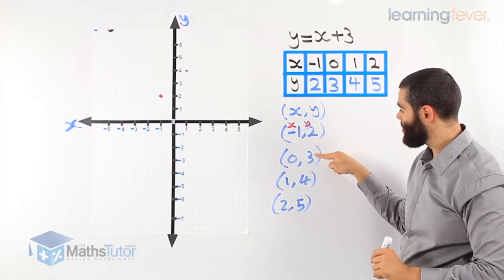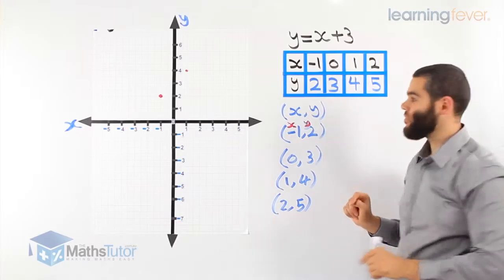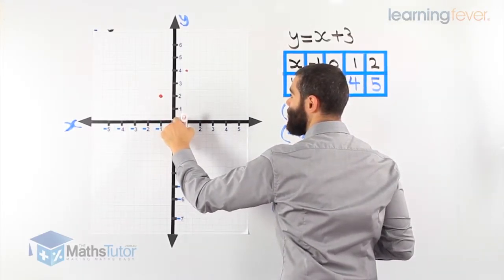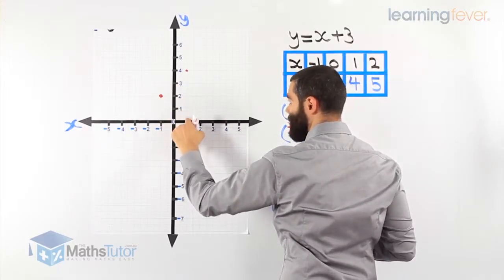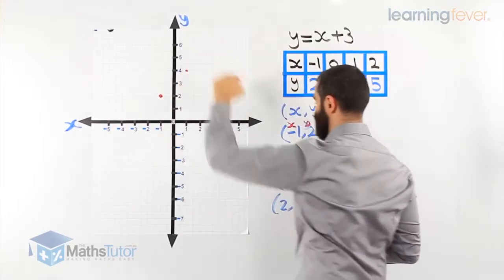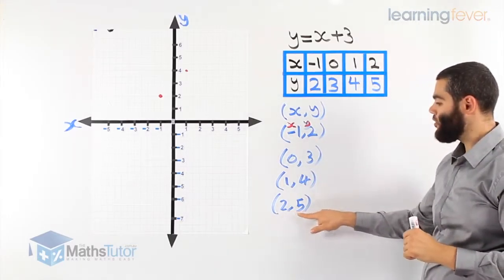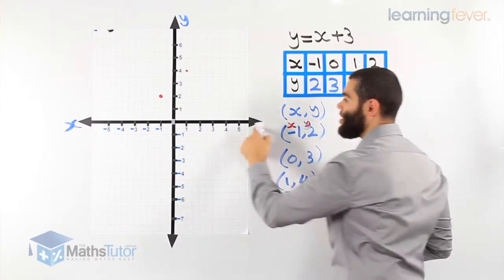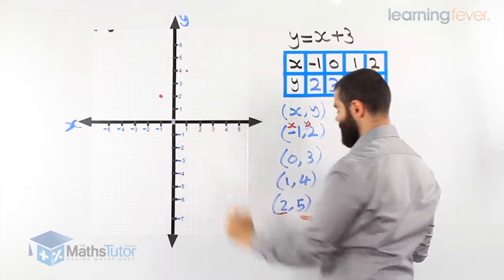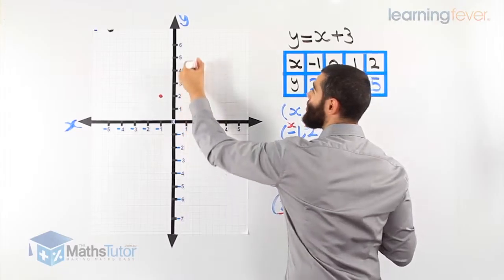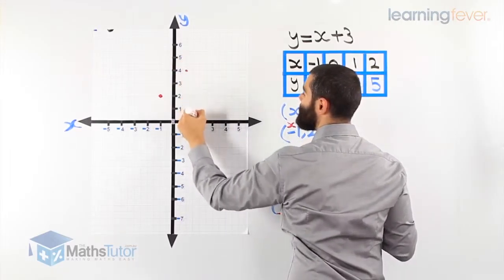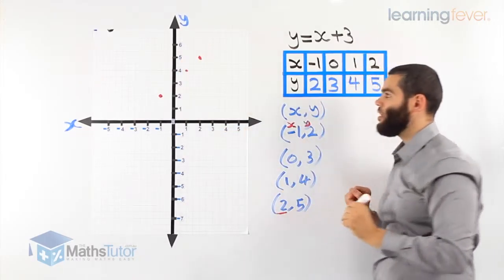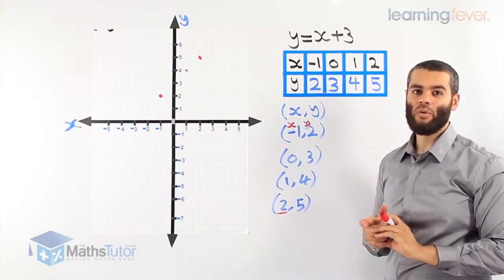In this case, they're all positives, so we're going up. We said -1, 2, we went up. 0, 3, went up. 1, 4, we went up. So we start here and we go up. In this case, 2, 5. Where are we going to start? At the x-axis, at the point 2, and 5. 2, 5. Where is it? It's there. We make sure we always double check. There it is.